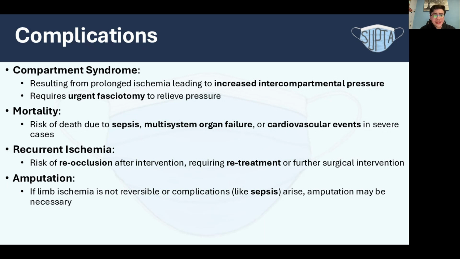Mortality is quite high. Sepsis could happen, maybe from the wound getting infected, and then from the wound, the bacteria goes into the blood and eventually causes sepsis. Multi-system organ failure could also occur if some of the organs don't get reperfused quickly, which obviously requires retreatment.